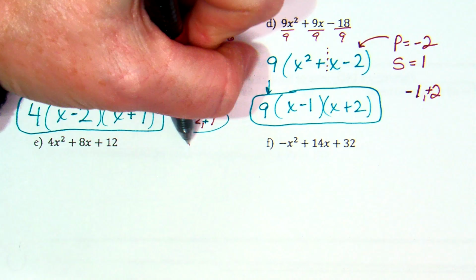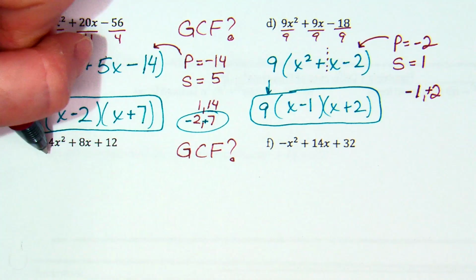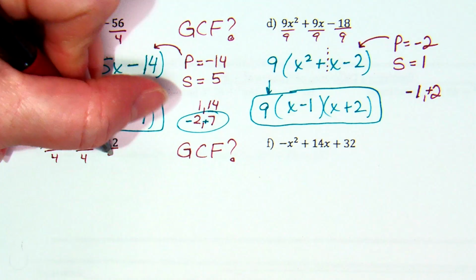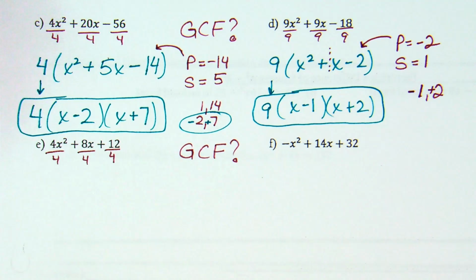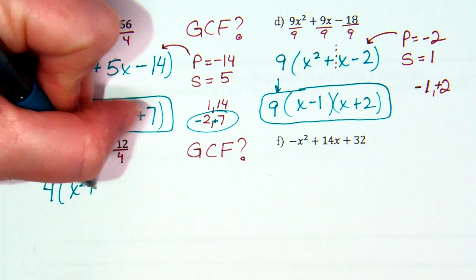Does it factor? Is there a GCF? 4. Okay. Anything else to go with the 4? No, because 12 has no variable. So that 4 is going to go out front. What remains after I divide by 4? x squared plus 2x plus 3.